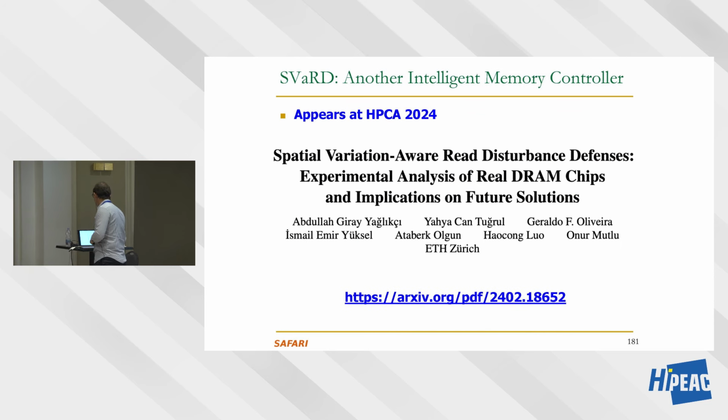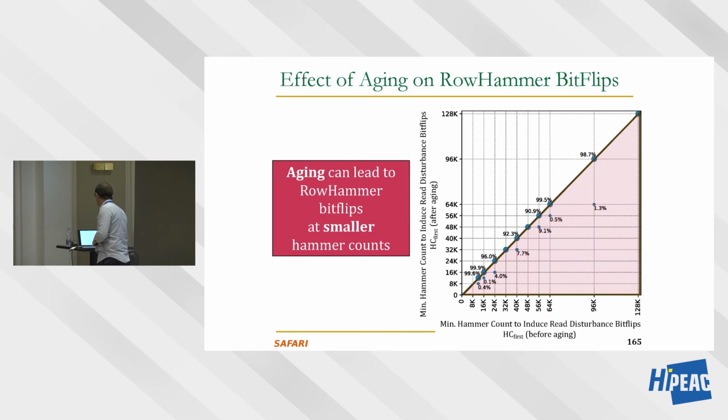I will mention one thing. In this paper, where we talk about spatial variation of Rowhammer, we also show that aging affects DRAM chips. So we age DRAM chips with some method.